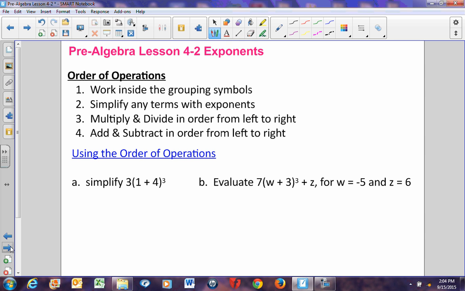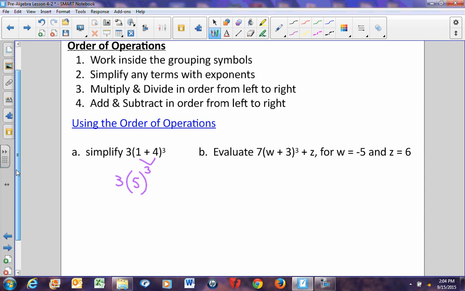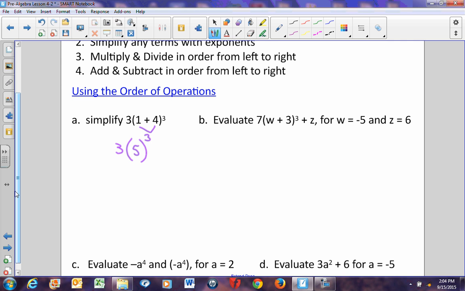So, if I'm going to simplify 3 times 1 plus 4 to the 3rd power, the first thing I'm going to do is take my 1 plus 4, since it says parentheses first. The parentheses outside means multiply, so I'll do that later. 4 plus 1 is 5 to the 3rd power. Before I can multiply by 3, I do have to take 5 to the 3rd power first, because it says I have to do exponents first.